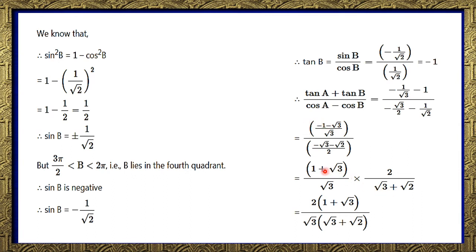So we will get both 1 plus root 3 and root 3 plus root 2. So after multiplying these we will get 1 plus root 3 upon root 3 into root 3 plus root 2 as the value of this expression.